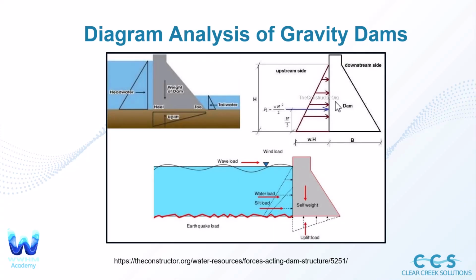So you can see here a diagram of dam gravity analysis. We've got the headwater on the left, the weight of the dam, the heel and the toe. We have uplift pressure, of course, and then we have tailwater. So all these have to be taken into account.